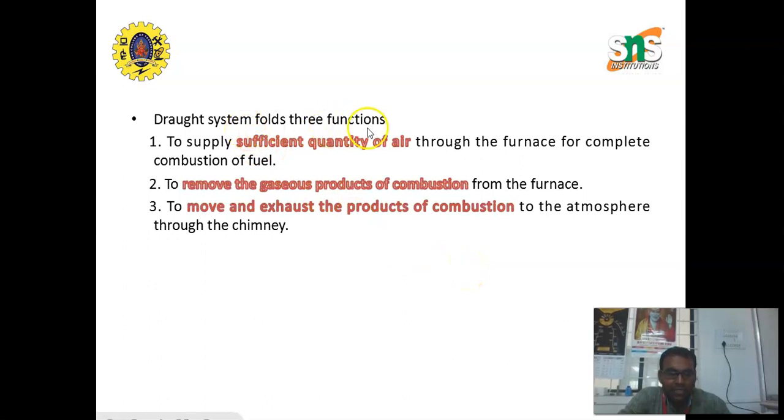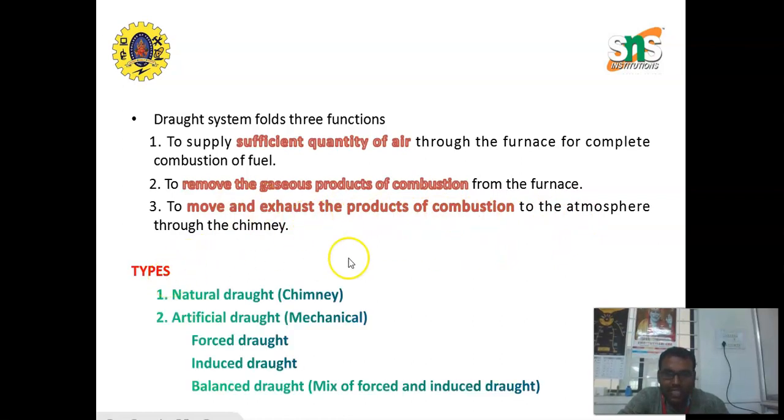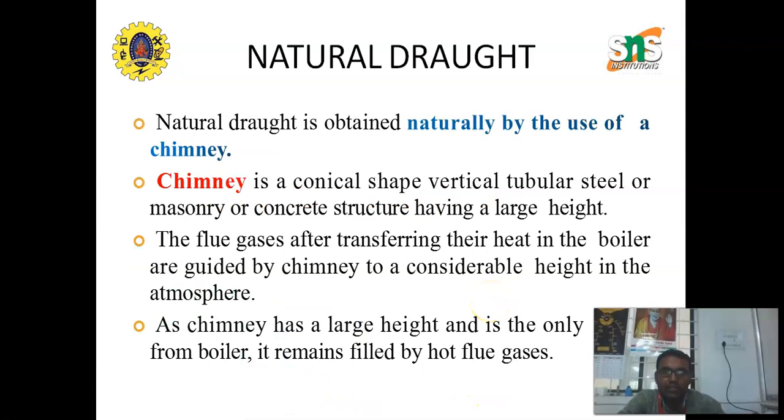The draught system performs majorly three functions. The first point is to supply a sufficient quantity of air through the furnace for complete combustion of fuel. The next one is to remove the gaseous products of combustion from the furnace and exhaust them to the atmosphere through the chimney. Different types of draughts are natural draught and artificial draught, that is forced, induced, and mixed of forced and induced.